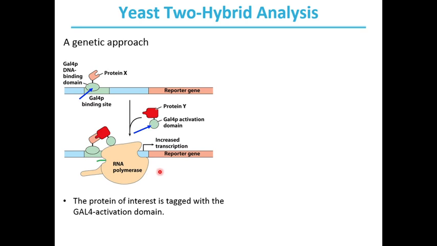The reporter gene transcribed by this activation is generally one that yields a protein required for growth or an enzyme that catalyzes a reaction with a colored product. So, the interaction between protein X and protein Y is usually monitored by the action of RNA polymerase. That's what this means.